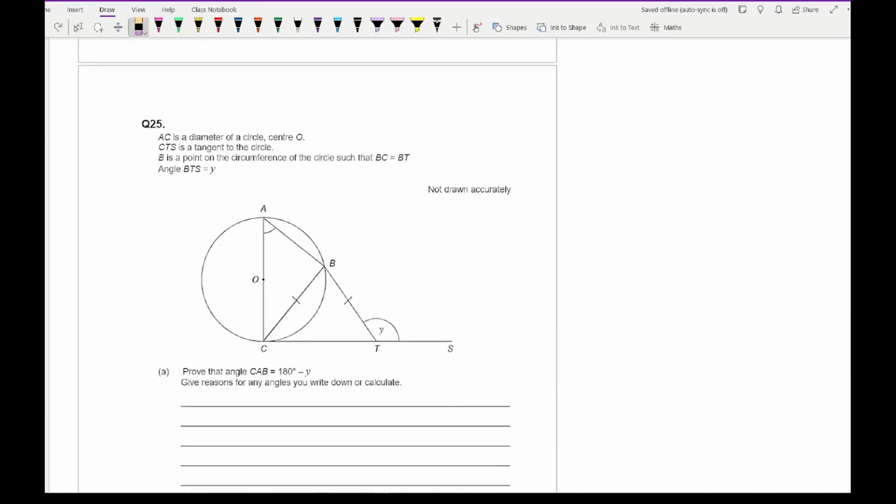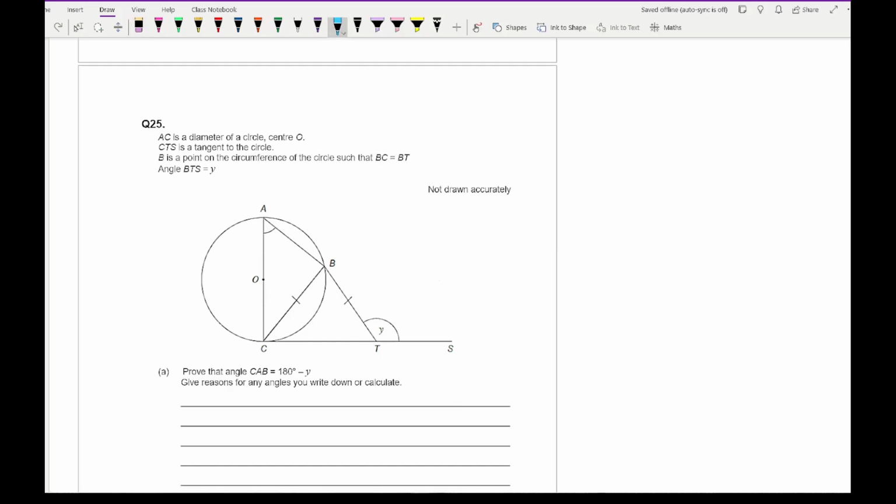So looking at question 25, it says that AC is the diameter of a circle with center O, CTS is the tangent to the circle, B is the point on the circumference of the circle such that BC equals BT, and angle BTS equals y. Question A is asking us to prove that the angle CAB equals 180 minus y, and it says give reasons for any angles that you write down or calculate.